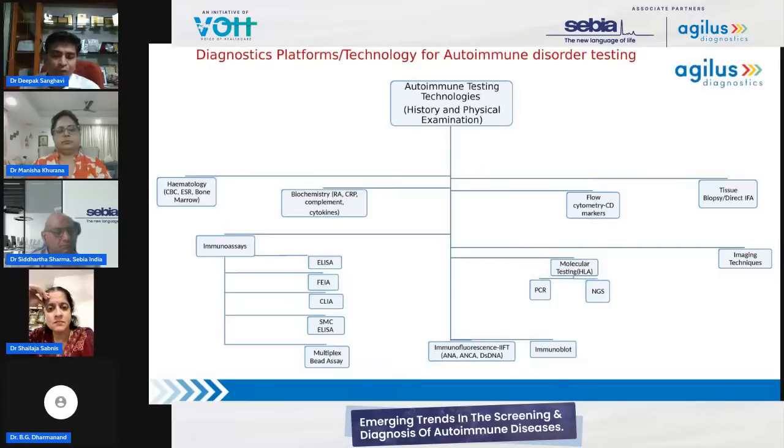A common platform for autoimmune diagnosis is testing for ANA, ANCA, or dsDNA, which is done by indirect immunofluorescence and immunoblot methods, which I will take in a little more detail in further slides. There are also tissue-based diagnoses, called direct immunofluorescence methods, and imaging techniques. All these platforms and methodologies are available to help clinicians reach a diagnosis for autoimmune disorders. So we are summarizing that till now we have multiple antibodies, multiple organs, multiple testing platforms, and multiple tests related to autoimmune diagnosis. Next slide.